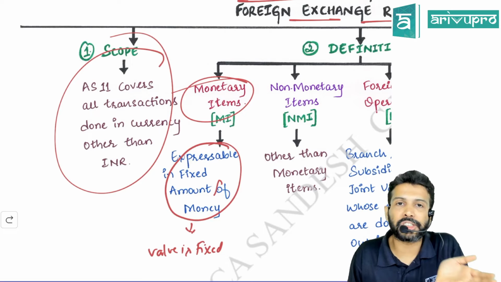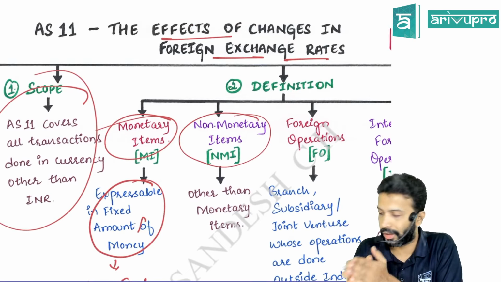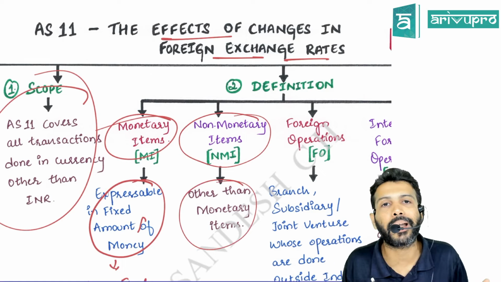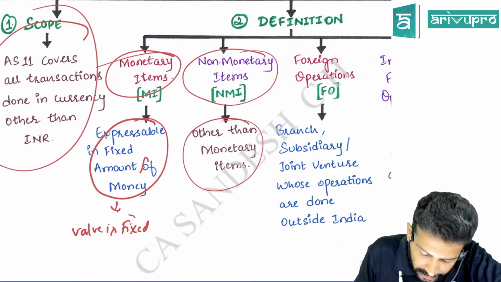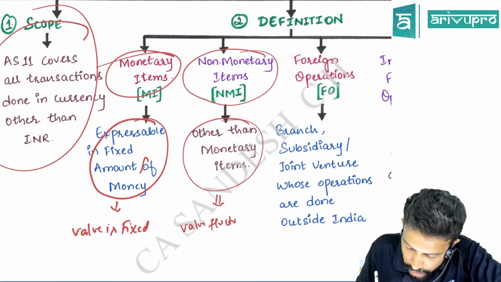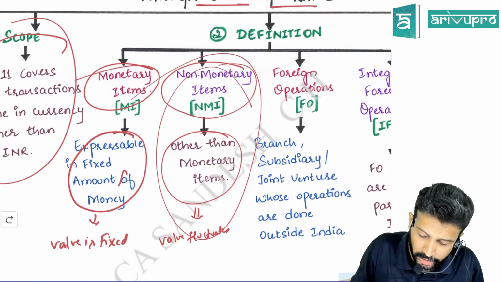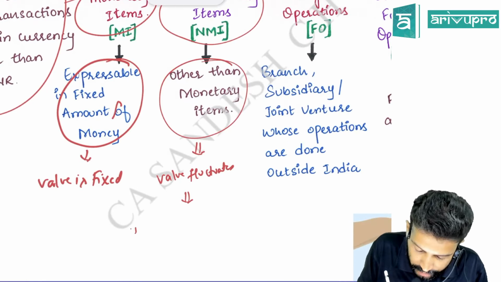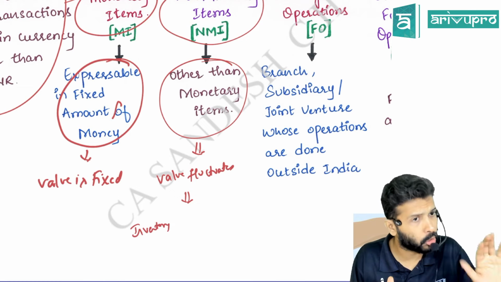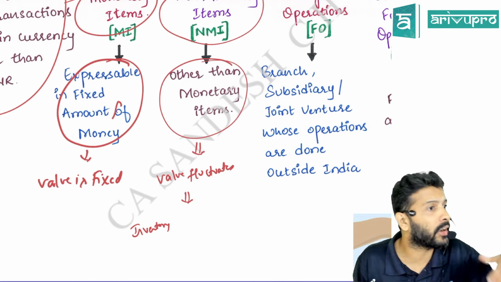Something which is not a monetary item automatically becomes a non-monetary item. In fact, for non-monetary item, there is no definition. They have defined what a monetary item is. Something which is not a monetary item becomes automatically a non-monetary item. So if a monetary item's value is fixed, a non-monetary item's value fluctuates, meaning the value changes. Can you tell me some examples of non-monetary items which we have already gone through? One is your inventory. If you have inventory worth 10 lakh rupees in your books now, tomorrow also its value is 10 lakh only, or it may change. It may change, right? If you find a bakra, you will sell it at a higher price.